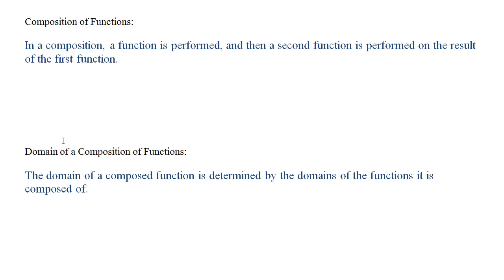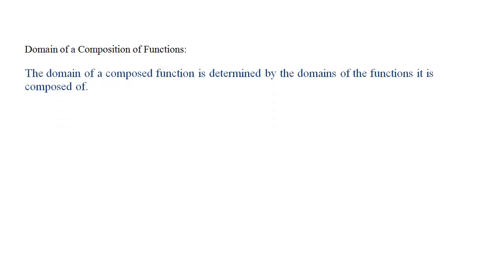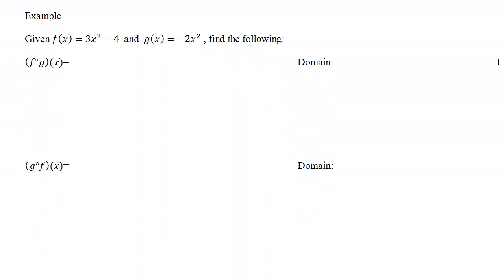Composition of functions occurs when a function is performed and a second function is performed on the result. So it's kind of sequential. You do something to one, and then you do something else to that result. And the domain of these, really nothing different than what we've been looking at. It's simply composed of the domains of the functions that make up that composition. So if you have the domain of function A and the domain of function B, and you have a composition of those two, then the domain is the result of the domains of the two that were comprising the function. You'll see what that looks like here in just a second.